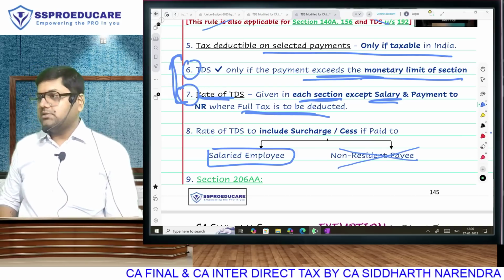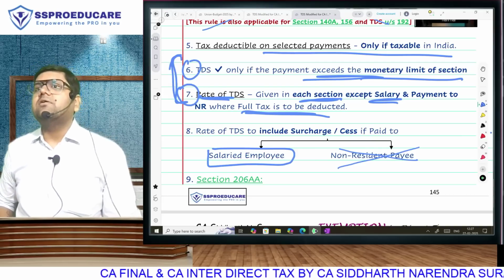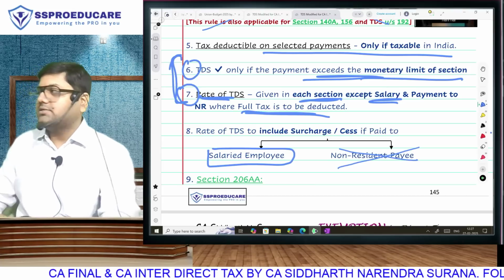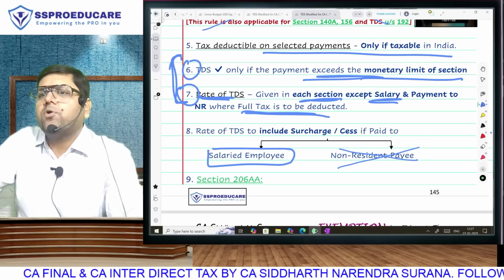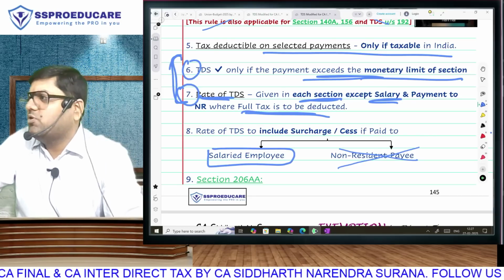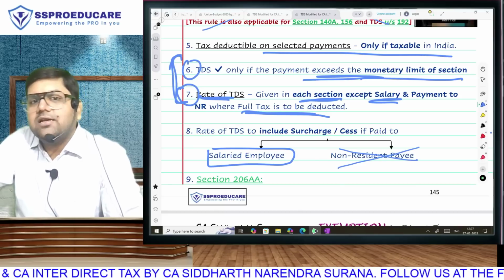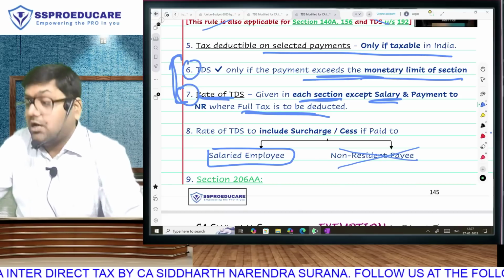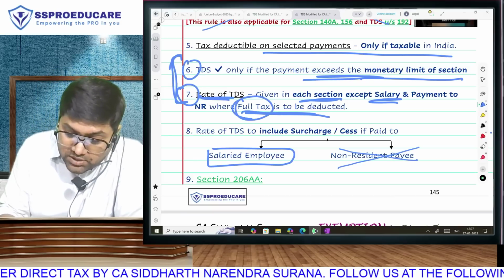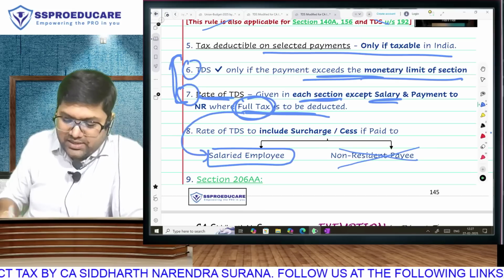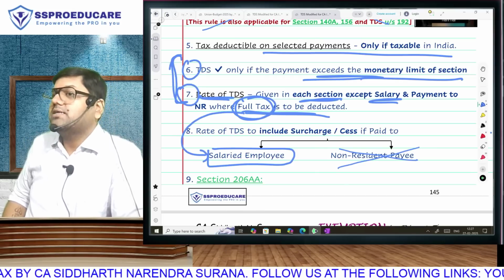What is going to happen is, there is no rate given. Calculate the full tax of the employee. Ask the employee in advance whether you want to go in the old regime or the new regime. Calculate the total income, calculate the total tax and deduct the total tax. And when we say total tax, do you realize that the total tax will also include surcharge and cess.